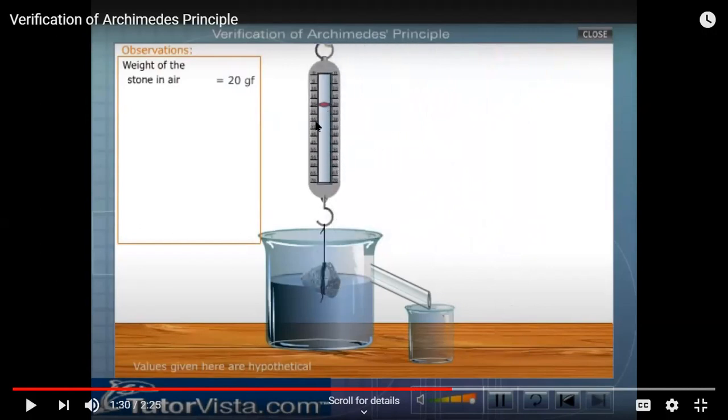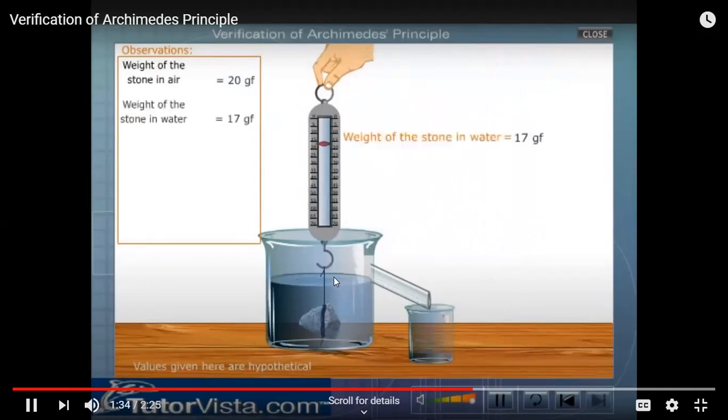So we now lower the stone into the Eureka can, which has water. So we now record the reading of the spring balance, which will be the weight of the stone in water. So you realize that the weight reduces, and reads 17, meaning that it has lost some weight when we've pressed it in a liquid. So the weight basically is less than the weight in air, and it's less by 3, as you can see here.